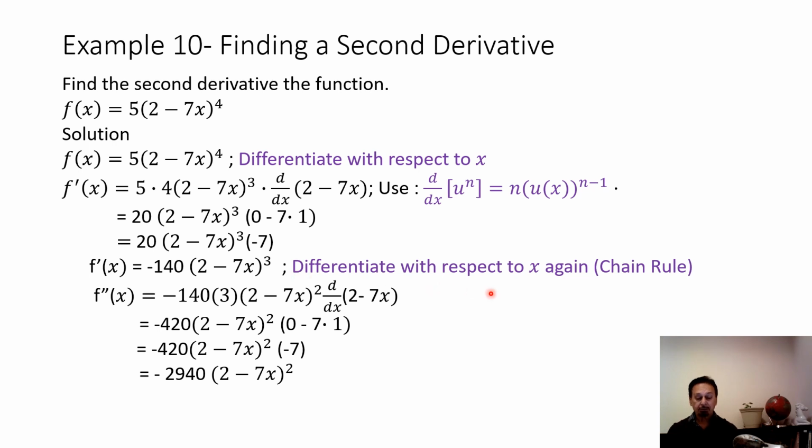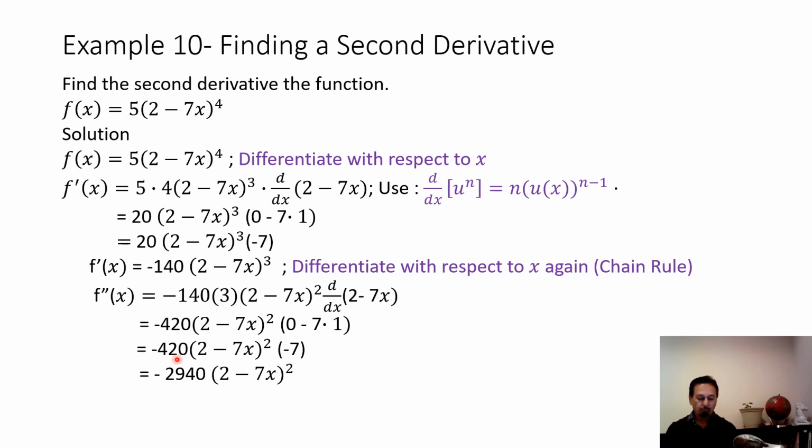Now we differentiate with respect to x again. So f prime of x becomes f double prime of x. Write negative 140, bring the power 3 down, multiply by negative 140. And this becomes 2 minus 7x, 3 becomes 2. And multiply by d over dx of 2 minus 7x. So to simplify, negative 140 times 3 is negative 420. Write down 2 minus 7x squared, and the derivative of 2 is 0. The derivative of 7x is 7 times 1. Now 0 minus 7 times 1 is negative 7.